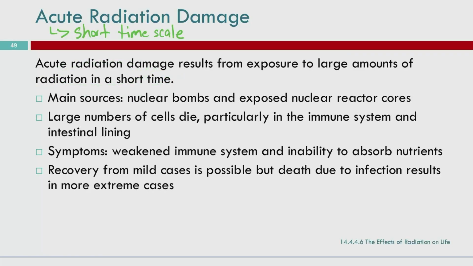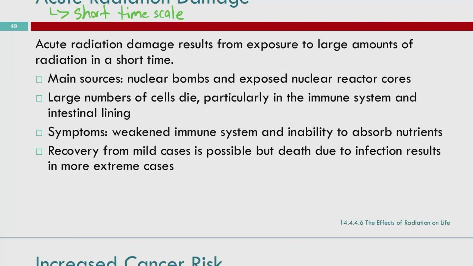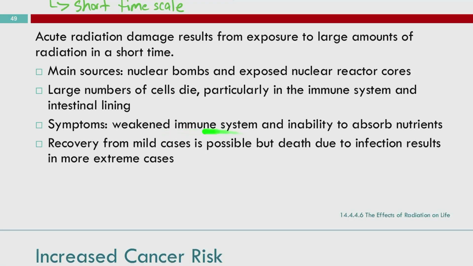The big places that you might experience this, a nuclear bomb, or if you were exposed to a nuclear reactor core or other nuclear material for a significant amount of time, and it causes bad things to happen. So large numbers of your cells will die, your immune system, your intestinal lining, the parts that are prone to damage from radiation. So you might have a weakened immune system, not be able to absorb nutrients.